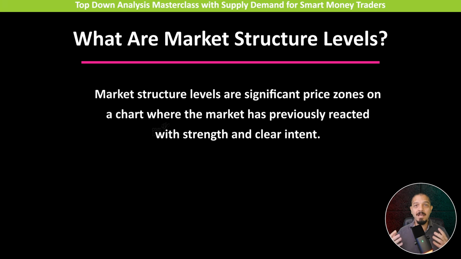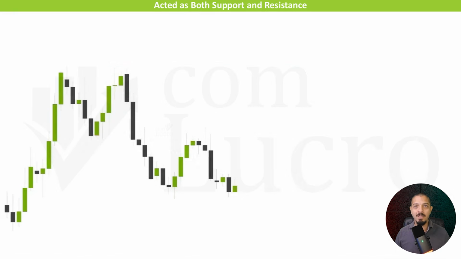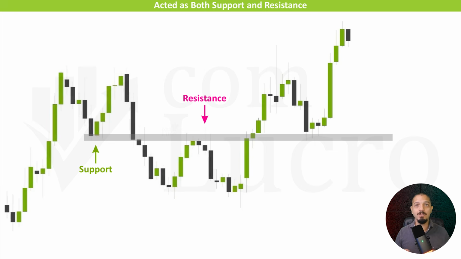Every reaction can be identified as a market structure level, but here are 5 key criteria that make a level strong. Number 1, acted as both support and resistance. When a market structure level has previously served as both support and resistance, it gains greater significance and increases the probability that price may reject it once again.